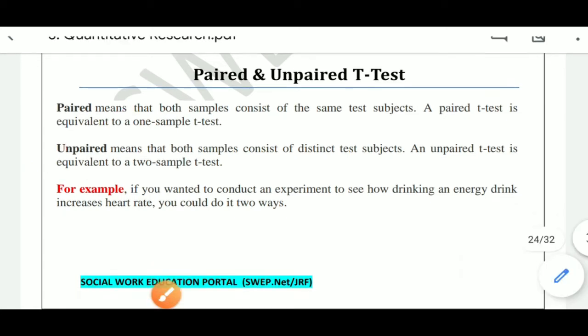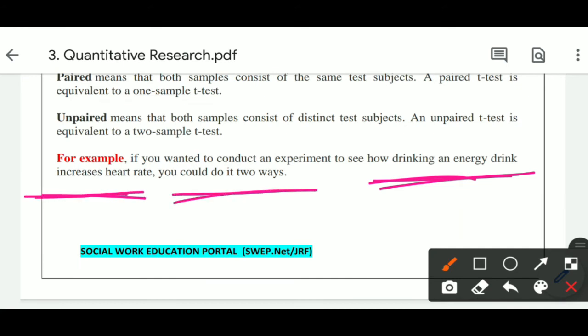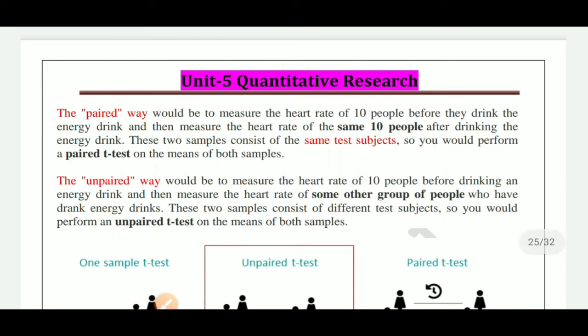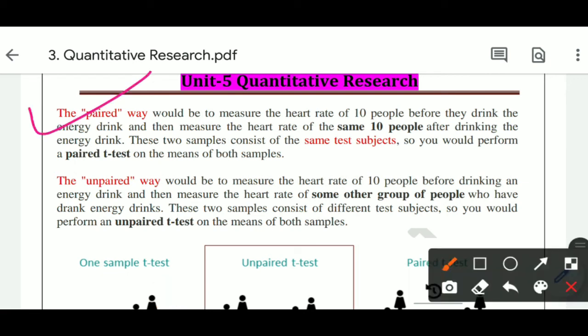Taking a very simple example, if you want to conduct an experiment to see how drinking an energy drink increases the heart rate, you could do it in two ways: by using the paired test, or the unpaired test. In the paired test, we measure the heartbeat of 10 people before the drink. Before giving the energy drink to the 10 people, we first check their heartbeat, then they take the drink, and then we check the heartbeat of the same 10 people and compare. So this is called a paired sample, because the 10 people are the same. You are measuring the heart rate before and after.